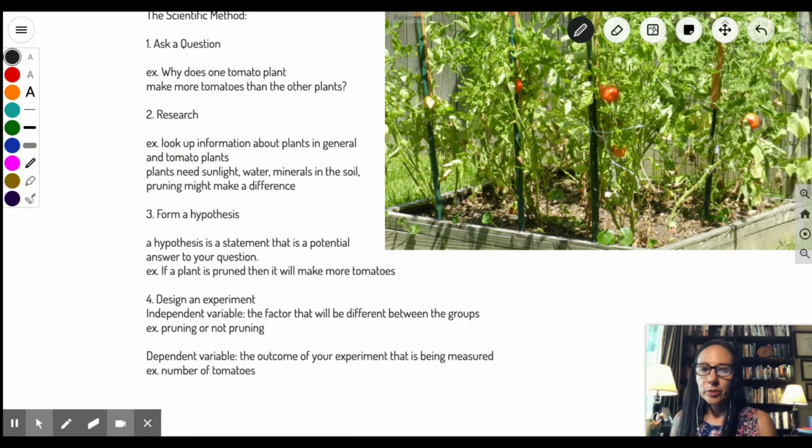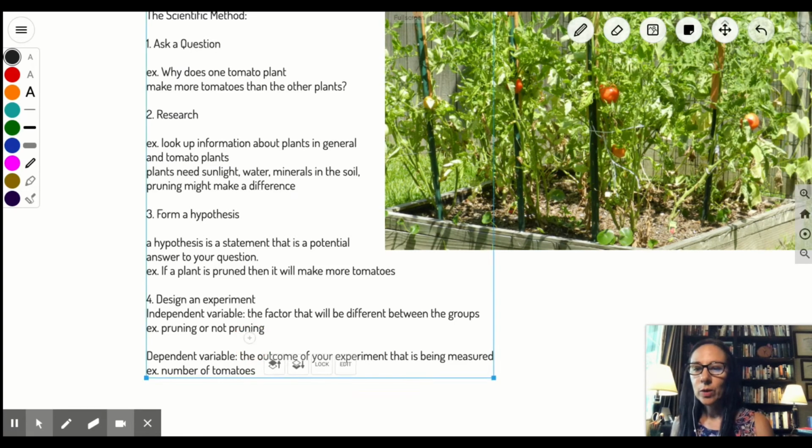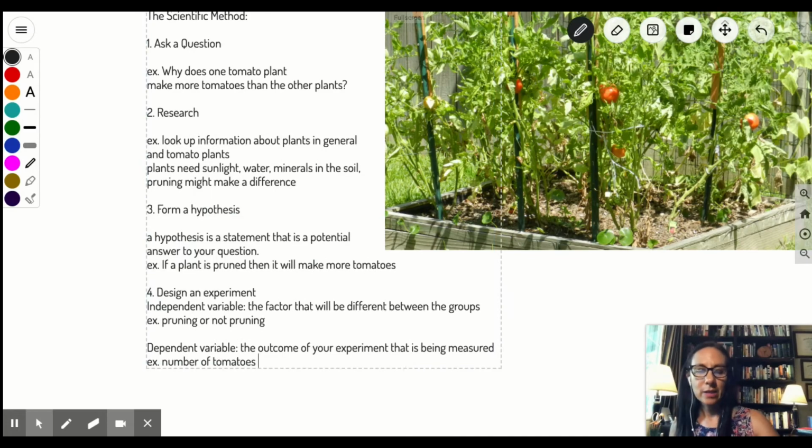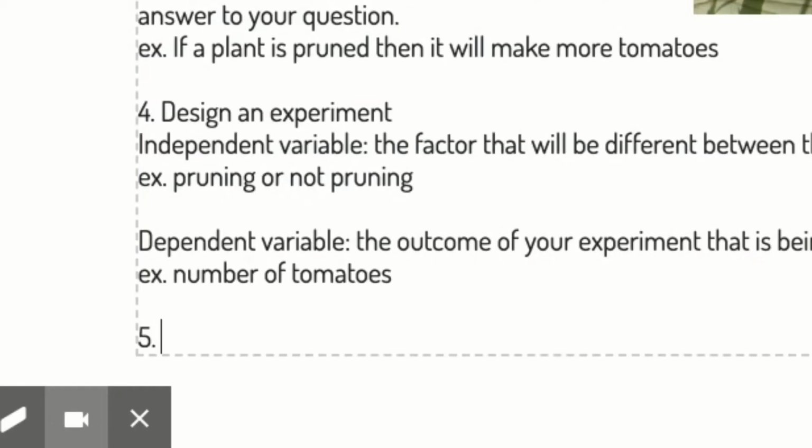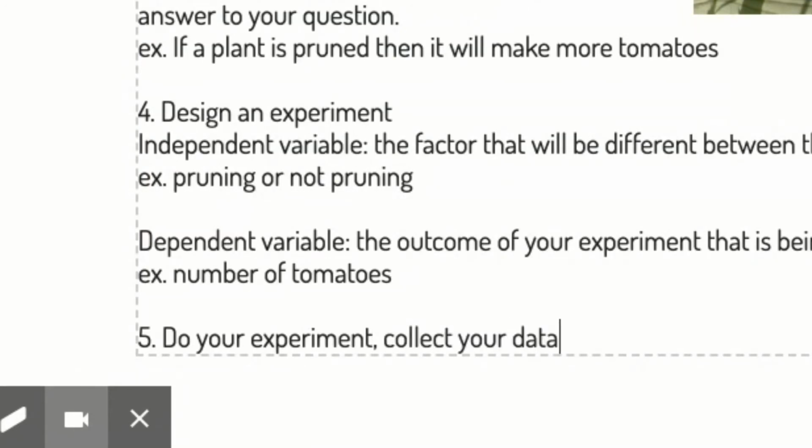Okay, so moving on to the next step. Once you design your experiment, guess what the next step is? It is do the experiment. So step 5 is do your experiment and collect your data. Okay, so that's what you're doing. You're trying to get data. You cannot do any science without data. So that's like the most important part of science, is getting the data.